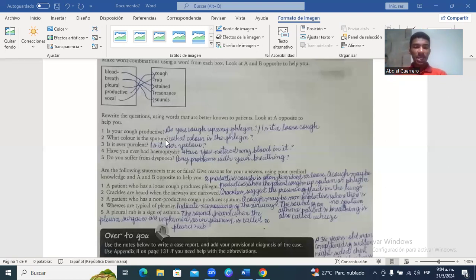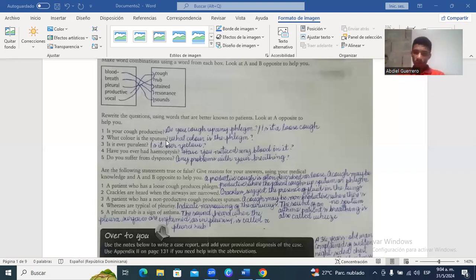Are the following statements true or false? Give reasons for your answer using your medical knowledge and A and B opposite to help you. A productive cough is often described as loose. A patient who has a loose cough produces phlegm.